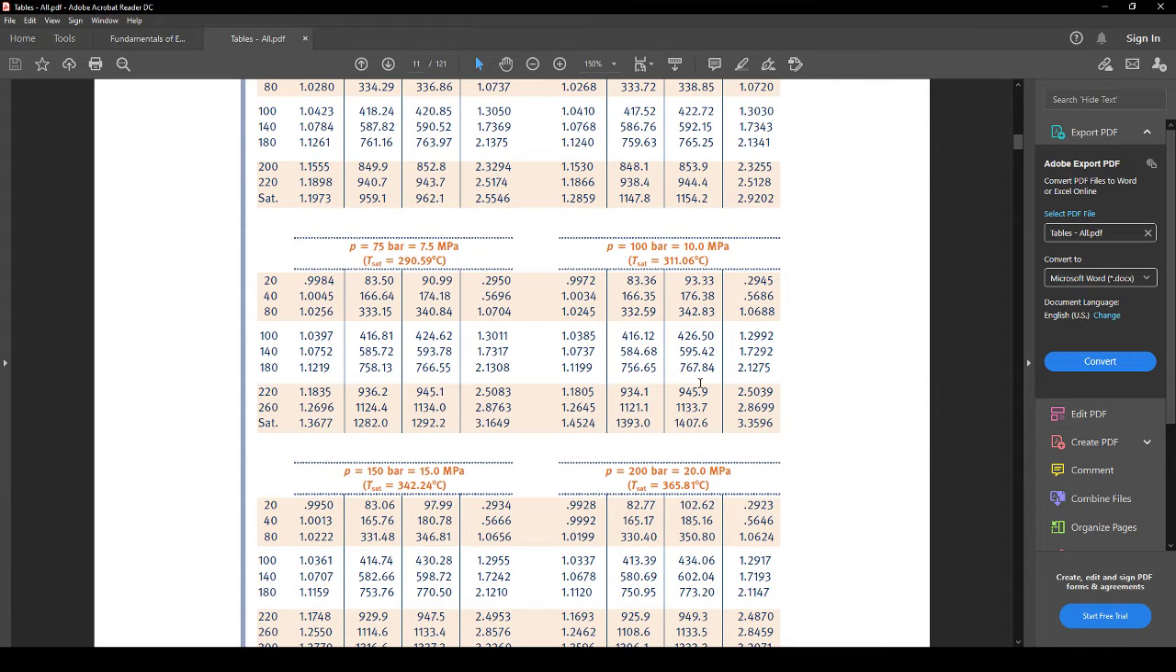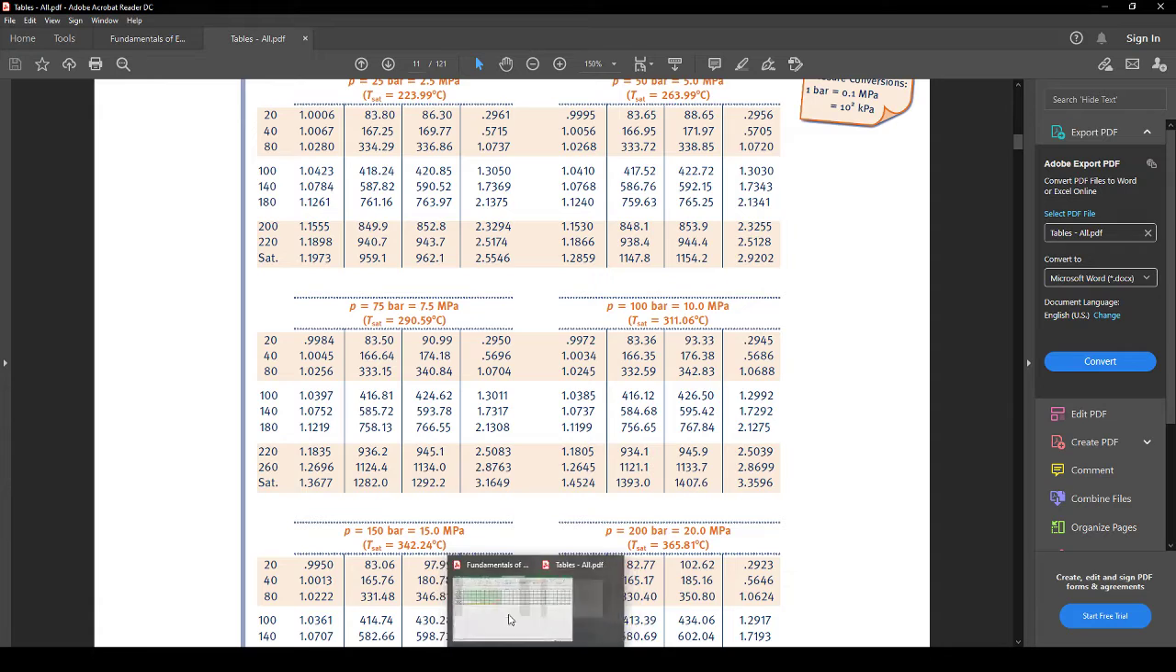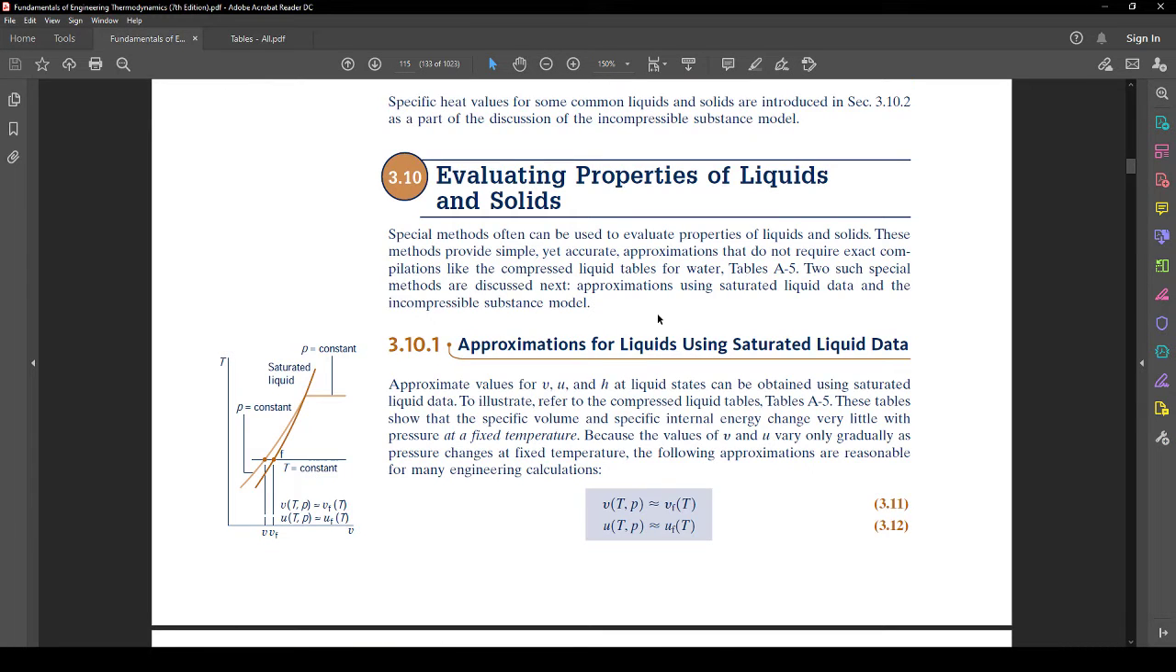And so how we get around that is we go back to the previous one. What it says is that you can approximate values using the liquid water or the liquid tables, right? It says these tables show that the specific volume and the specific internal energy change very little with pressure at a fixed temperature. Because these values of v and u vary only gradually as pressure changes at fixed temperature, the following approximations are reasonable for many engineering calculations.